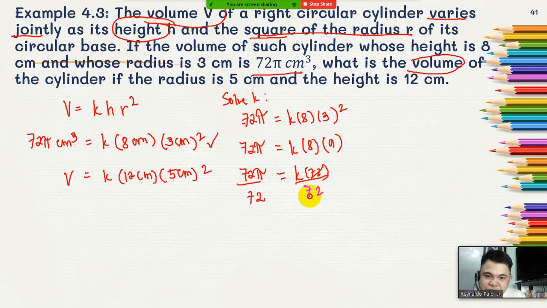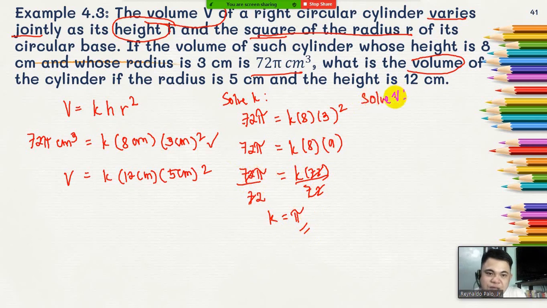Alright, so 72 divided by 72 is 1, and 72 divided by 72 is also 1. Therefore, K is equal to pi. So this will be now the constant. Now let's find the value of the second volume.